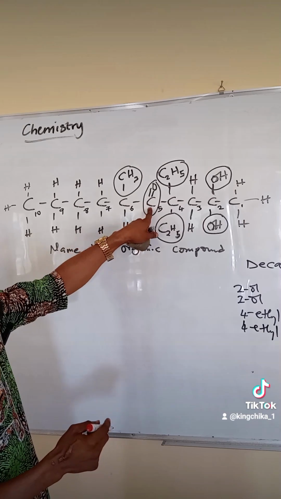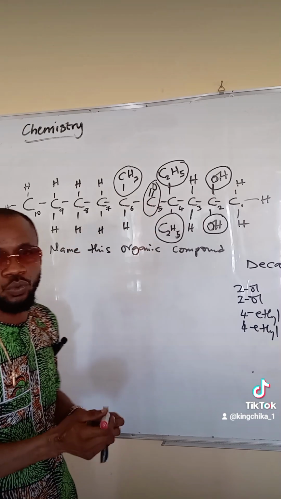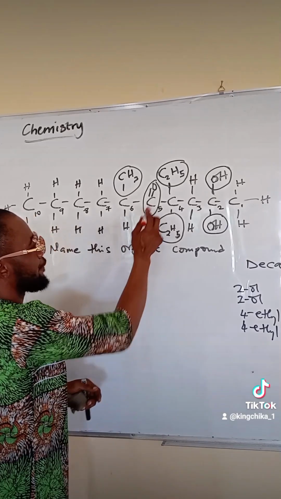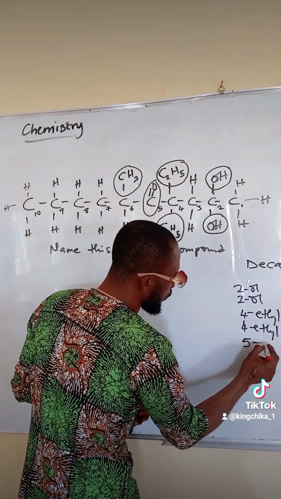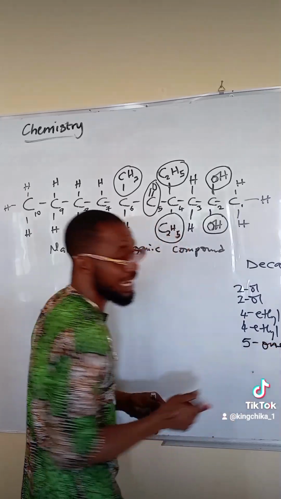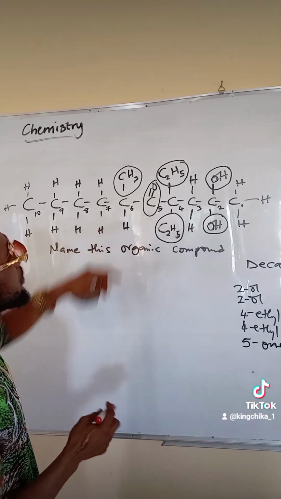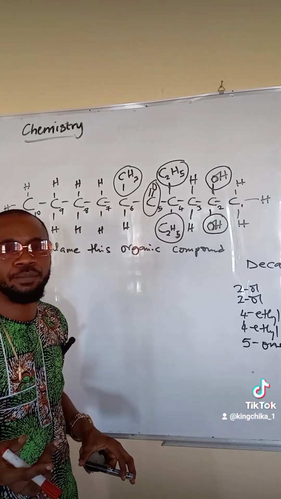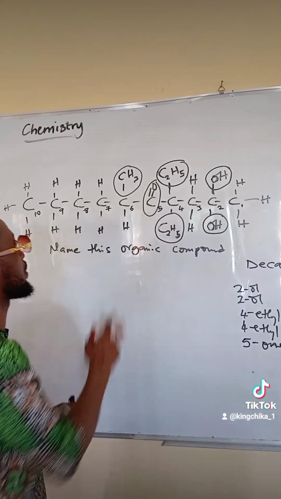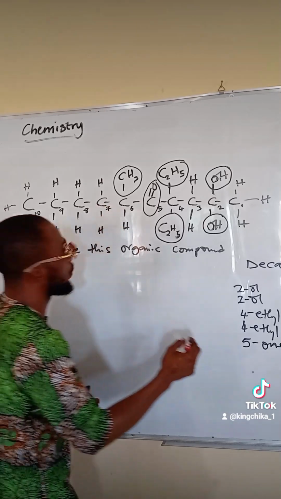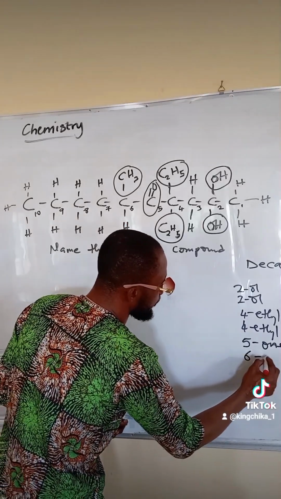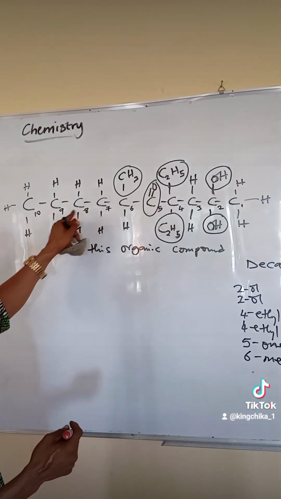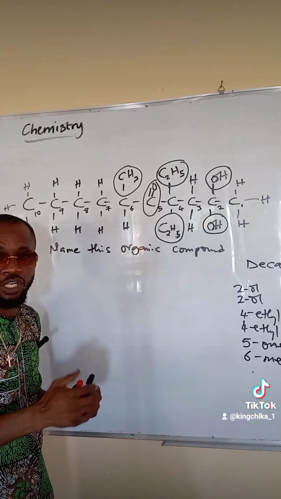Now on carbon 5, we have C=O. C=O is alkanone, and the suffix is one, and it's on carbon 5, so we have 5-one. Now on carbon 6, we have 1 carbon attachment, which is what? Methyl, coming from the word methane, or C1. So this is methyl because it's an alkyl member. So we have 6-methyl because the attachment is on carbon 6. Then 7, 8, 9, and 10. There is no other substituent or functional group there.